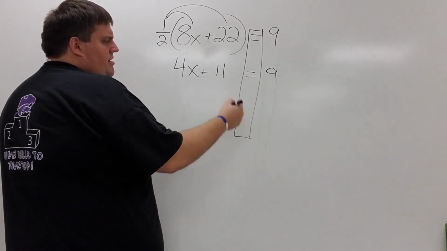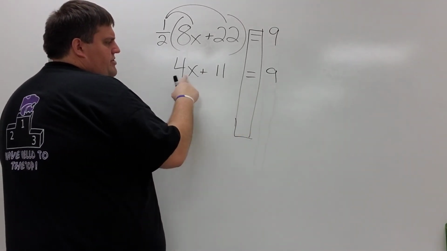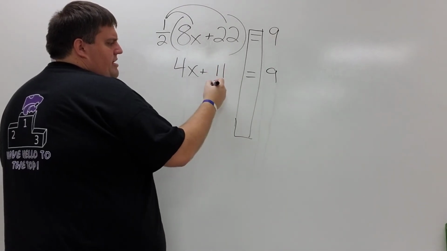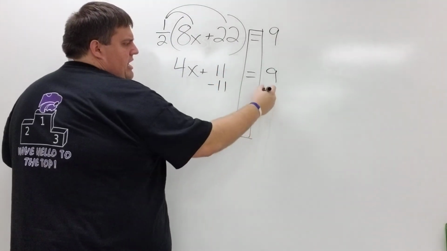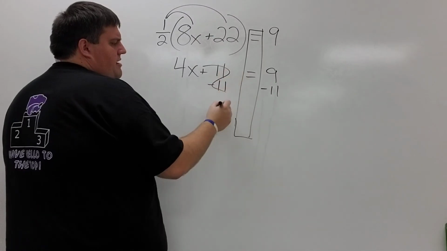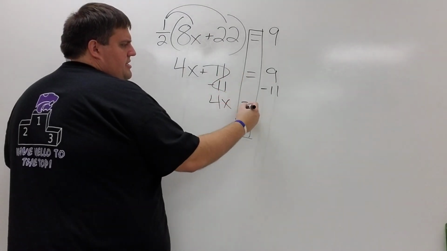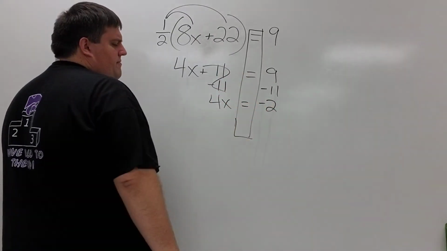And then, here's my x. I want to get rid of those two numbers. We get rid of this one first because we're adding. To get rid of positive 11, we need negative 11, so we're going to subtract 11. That gives me 4x equals negative 2.